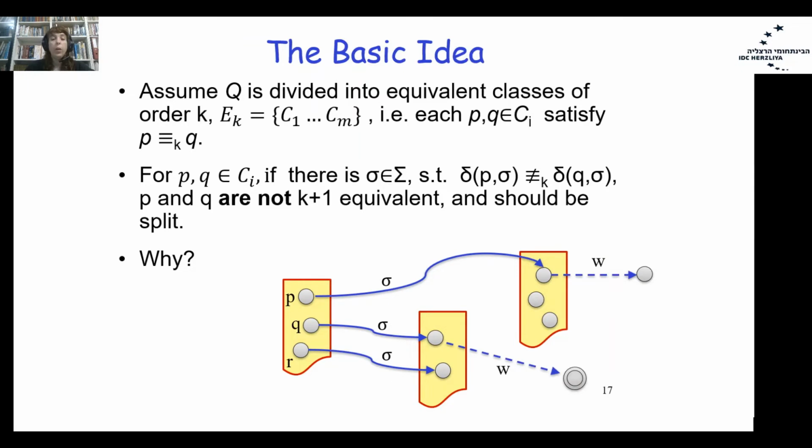Why? Let's think it over. If for the first letter we already moved to separate classes, why were those classes separated? Because they had some separation word. So for the word sigma w, in one case we will accept the word, and in the other case we will reject, or get at least two different classes.